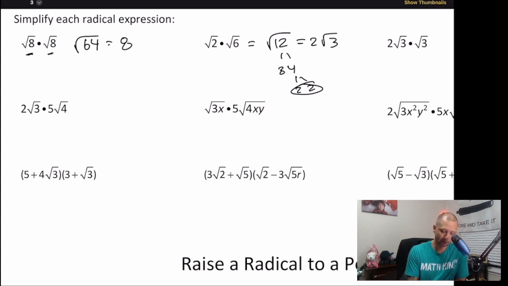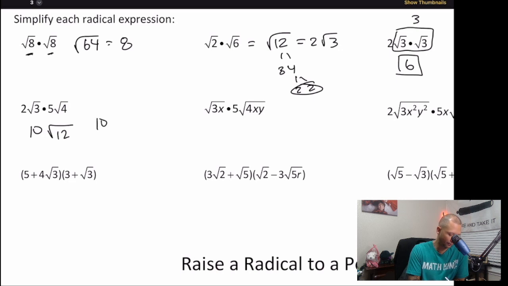So here we have 2 root 3 times root 3. Again, these two can multiply to make 3, and 3 times 2 would be 6. 2 times 5 is 10, and then 3 times 4 is 12. But we know that root 12 simplifies to 2 root 3 from a few examples ago. So it's going to be 10 times 2 root 3. 10 times 2 is 20 root 3. So simplify and then multiply coefficients.